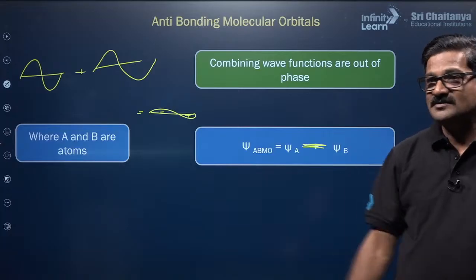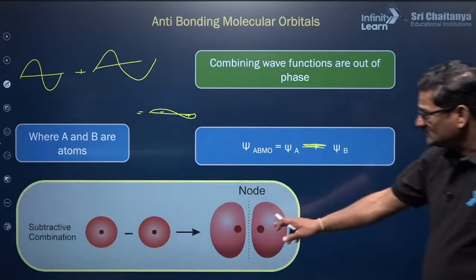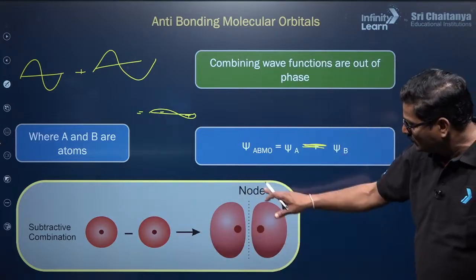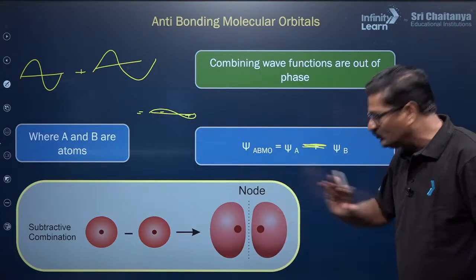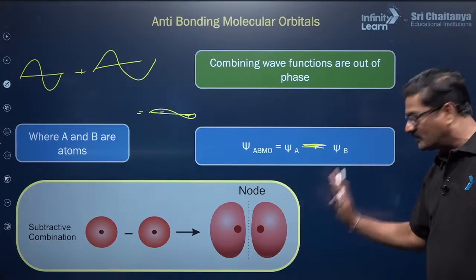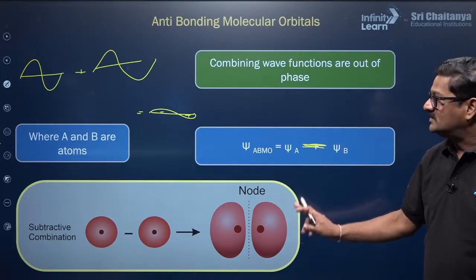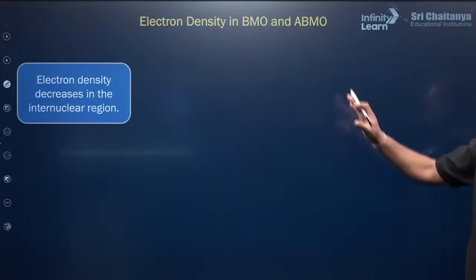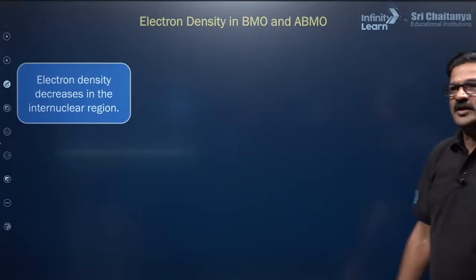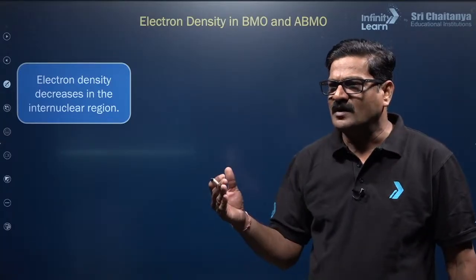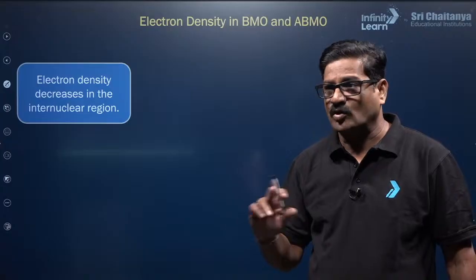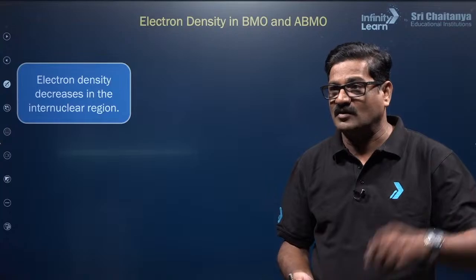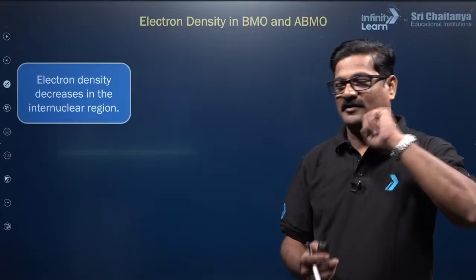Rehan? So subtractive or destructive interference gives rise to more nodes between the bonded nuclei. So the electron is going away from the bonded nuclei. This is what is called the anti-bonding molecular orbital. Molecular orbitals which have higher energy than the combining atomic orbitals are called anti-bonding molecular orbitals.